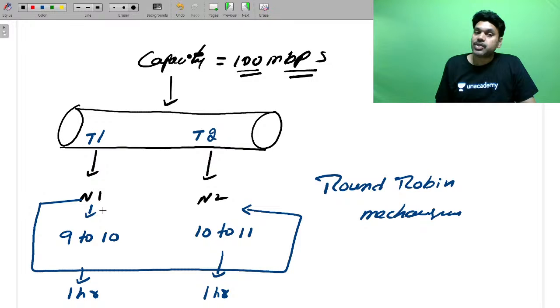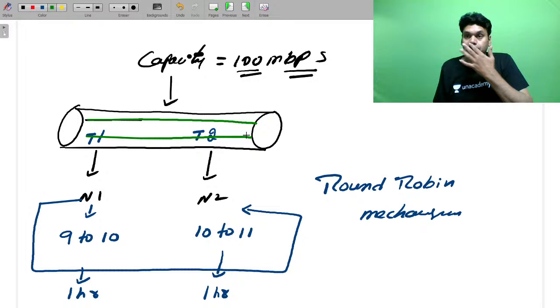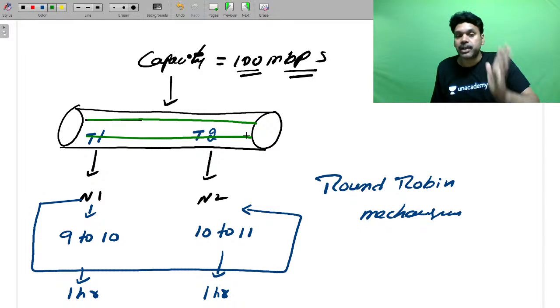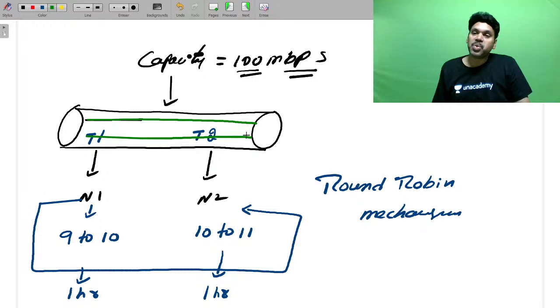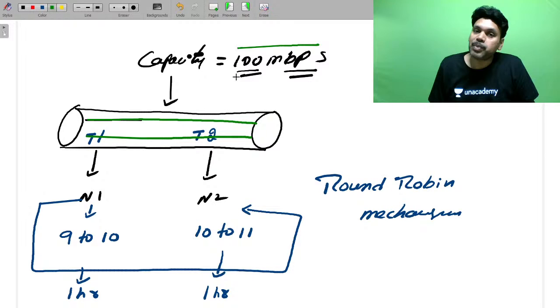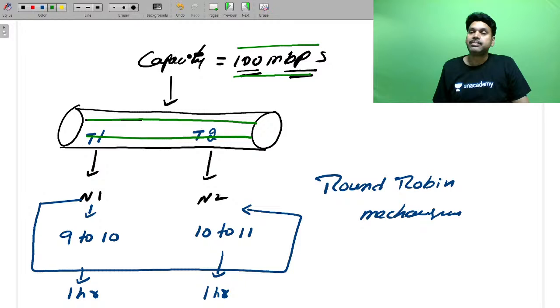So N1 can utilize the complete channel during the duration from 9 to 10. That means a particular time interval. After N1 has successfully completed, that means the 1 hour is completed, the next turn will come to node 2. And node 2 can use the complete 100 Mbps of the channel. Then after its turn, T1 is going to come into the picture.